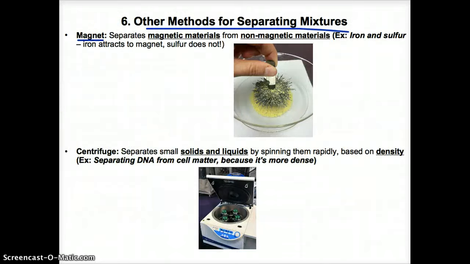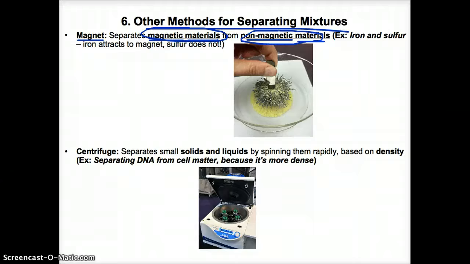The first type is magnets. Magnetism generally separates magnetic materials from non-magnetic materials. Specifically, the magnet will attract the magnetic materials, and what will stay behind are the non-magnetic materials. So make sure you write what I just said, that the magnetic materials will attract the magnet and move with the magnet away from the mixture, while the non-magnetic materials will remain behind.